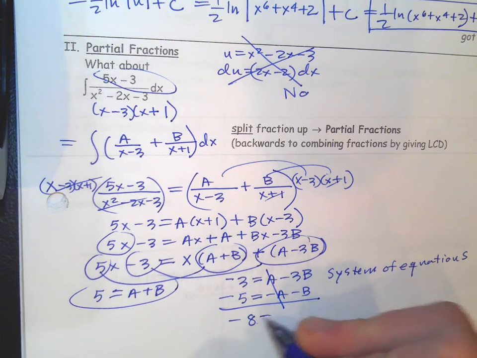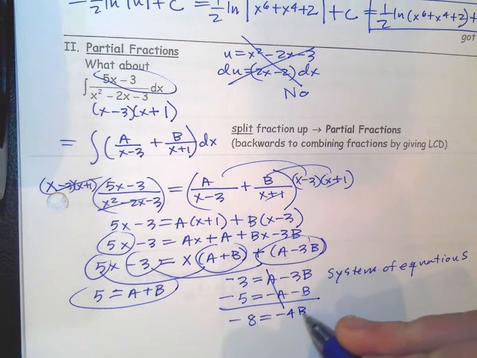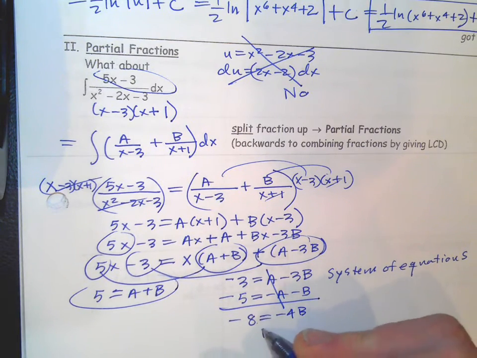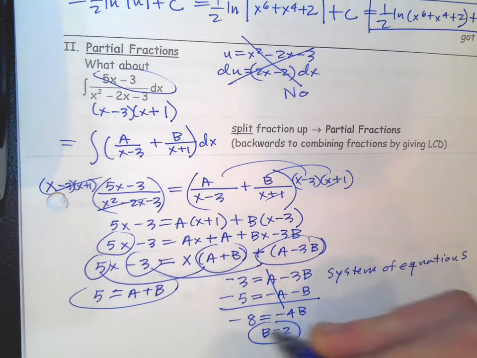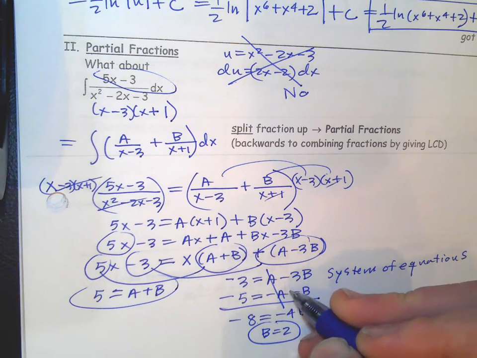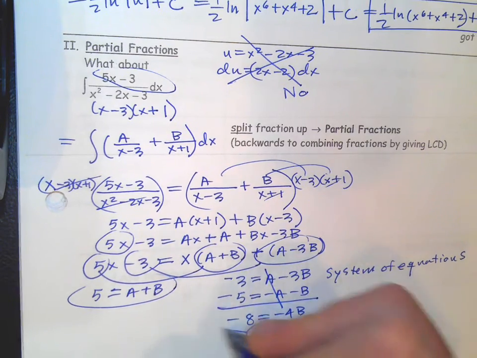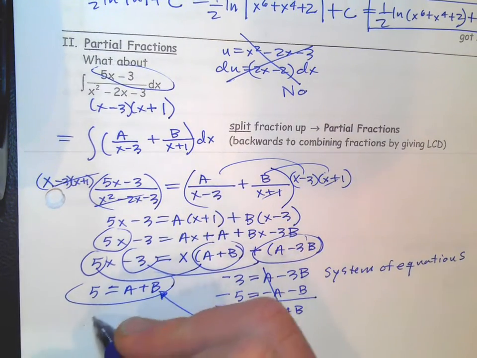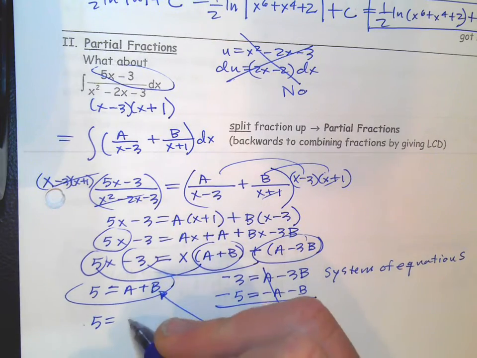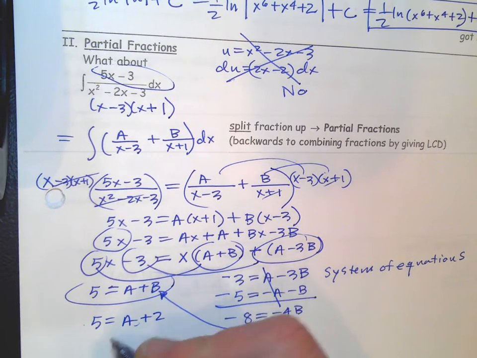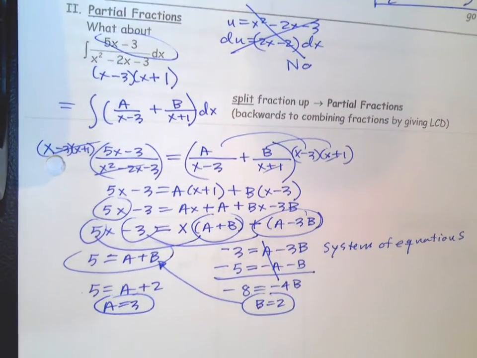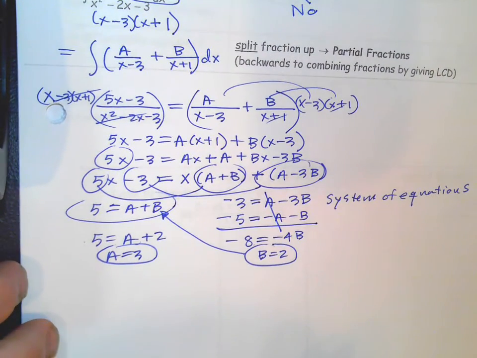So we have negative 8 equals negative 4B. We solve for B and get B equals 2. Then we can solve for A by plugging this back into either equation. I think this one seems the easiest. So we get A plus 2 equals 5, and A equals 3. So that's called partial fractions. We're splitting the fraction out.